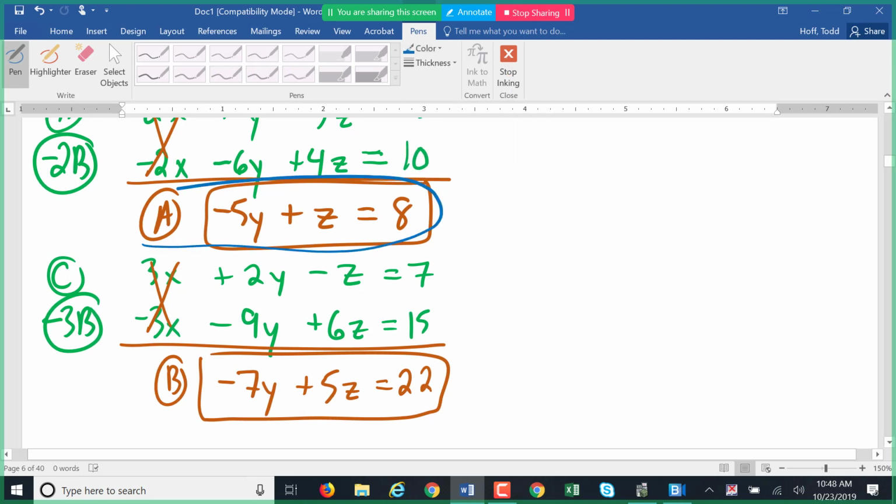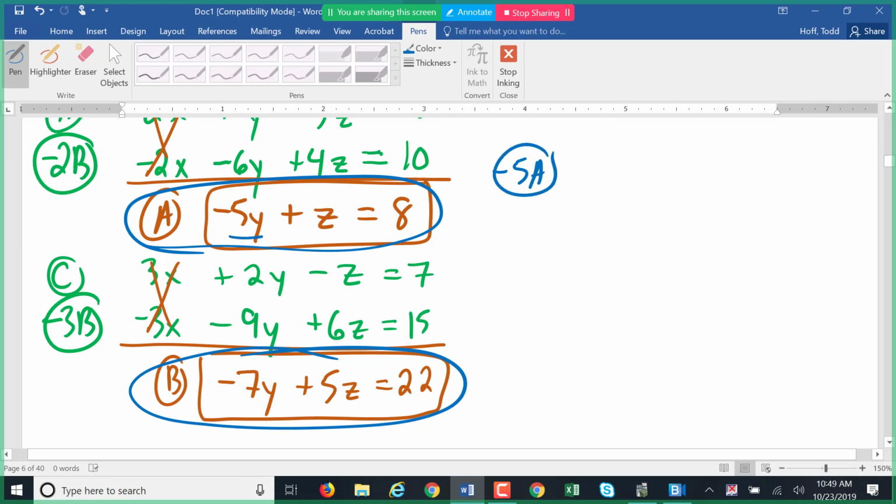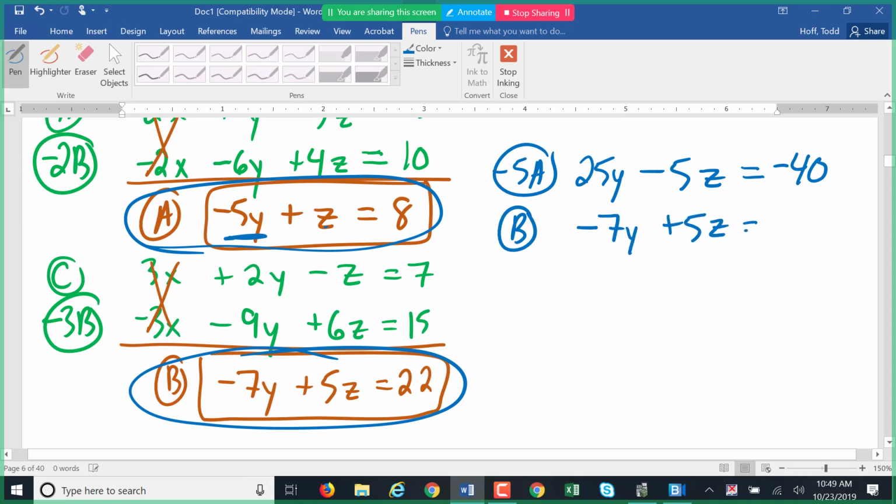So I'm going to use those two equations as a system. And what I'm going to do is this. I'm going to take -5 times equation A. -5 times -5y is 25y. -5 times z is -5z, equals -5 times 8 is -40. The reason I did that is because now if I take equation B, -7y plus 5z equals 22, I see that the -5z and the +5z are going to cancel out.